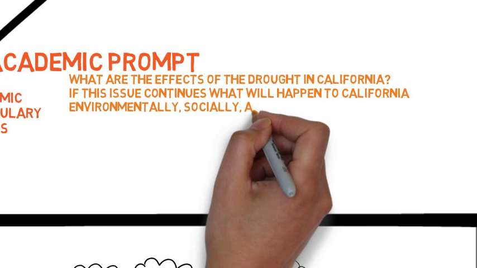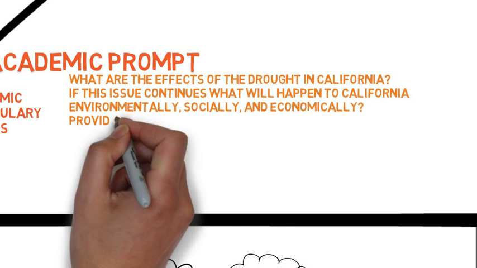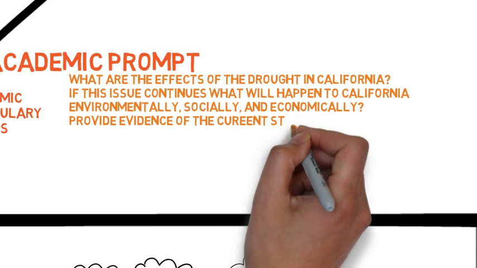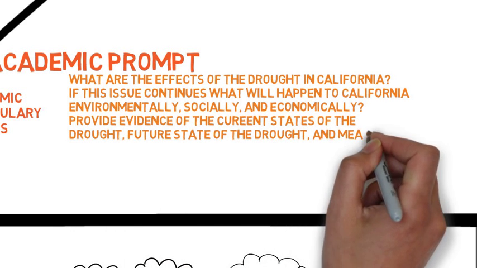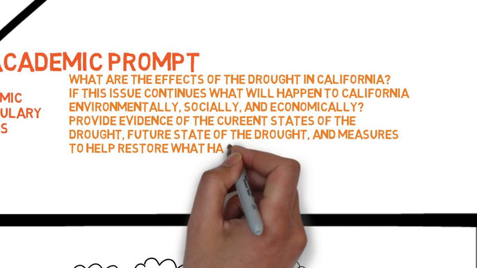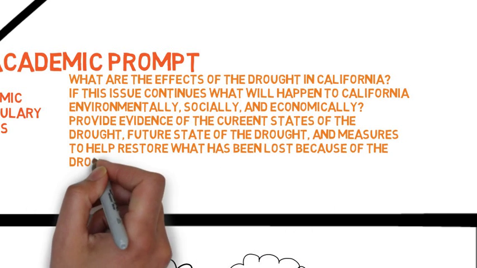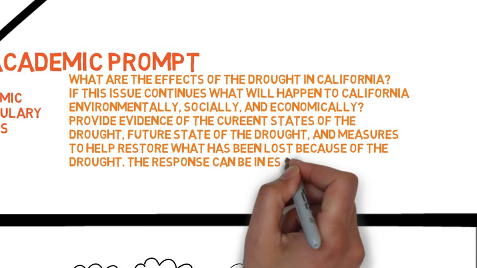Provide examples of the current state of the drought, future state of the drought, and measures to help restore what has been lost because of the drought. The response can be in essay form or through graphic organizer. All sources must be cited.